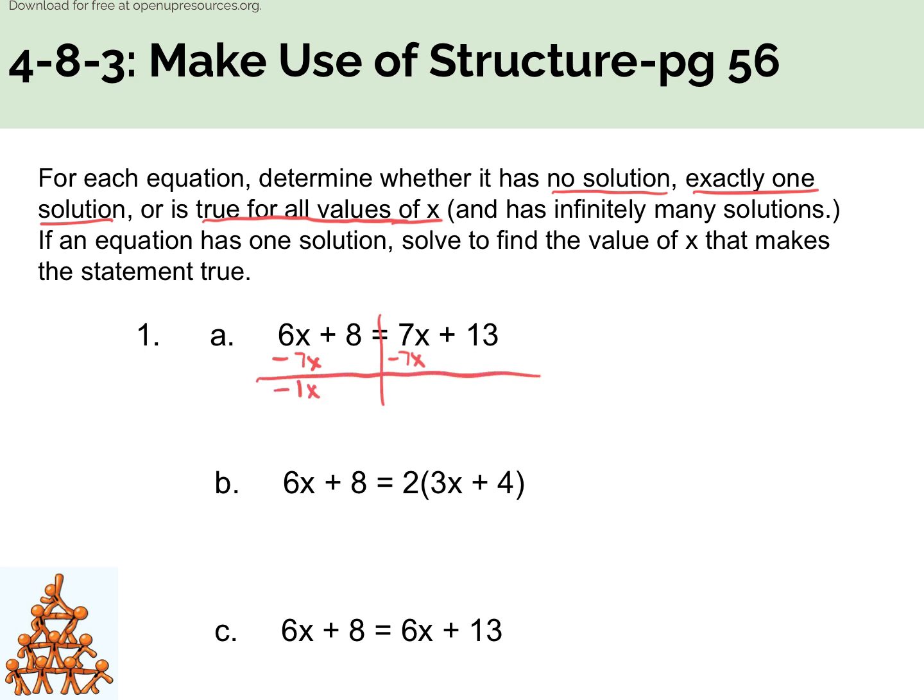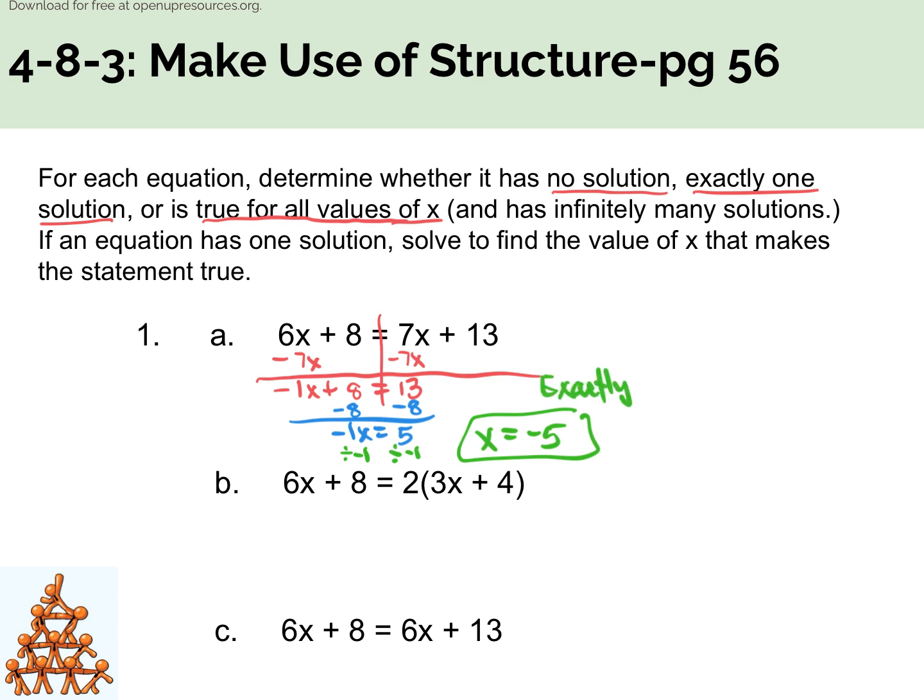So we're going to have negative 1x plus 8 equals 13. And then we want to move the 8, so let's subtract off 8 from both sides. So we're going to get negative 1x equals, what's 13 minus 8? That is 5. And we're going to divide by negative 1. So then x equals negative 5. So this has exactly one solution.